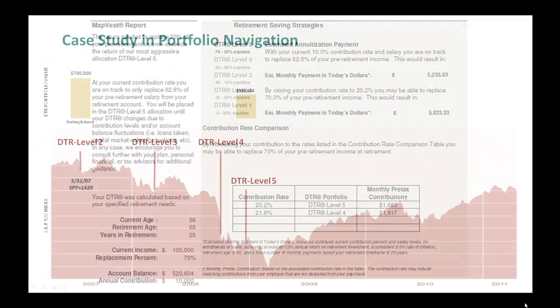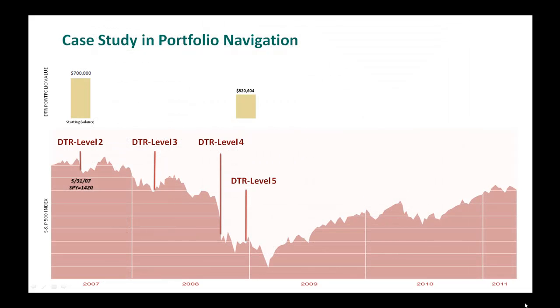The market hits its bottom in March 2009 and begins its steady recovery. By December 2009, Martha's account has grown to $645,374, and her DTR has reduced to 10%. Her account is moved to DTR Level 4, and its reduced exposure to equities.